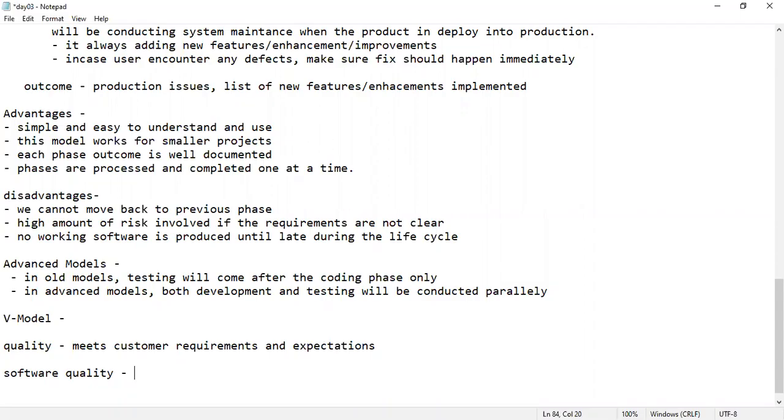What is software quality? Here, it meets customer requirements in terms of functionality. It meets customer expectations. What are the customer expectations?